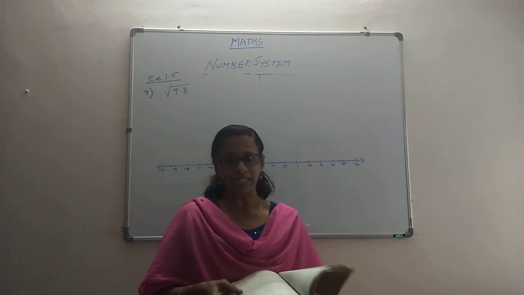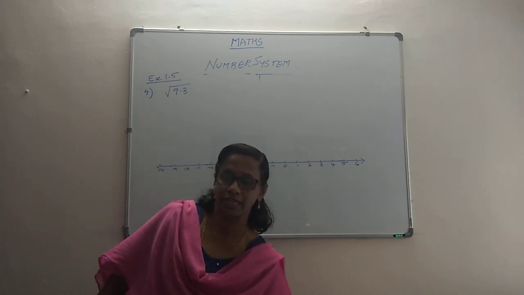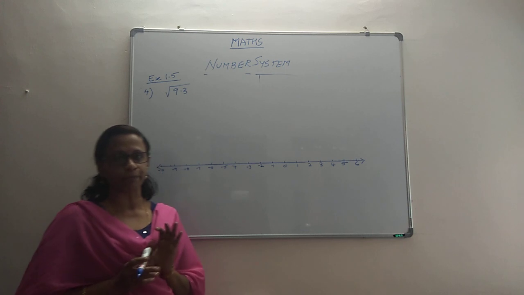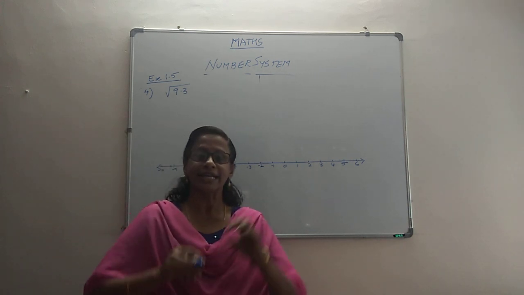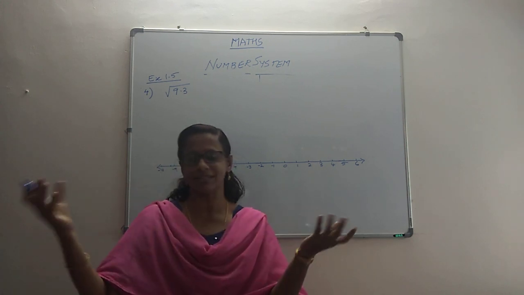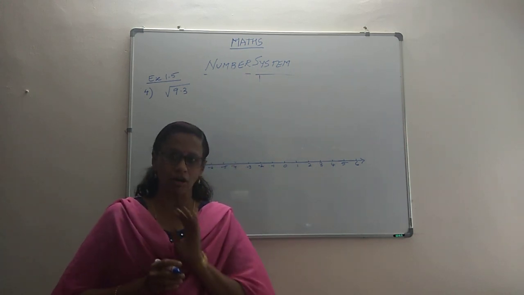Now, I have to mention certain things about this question. In several materials where root of 9.3 has to be plotted on the number line, it is never plotted on the number line. It's just done on a line, and something is done about that. So that's a wrong way of doing it.